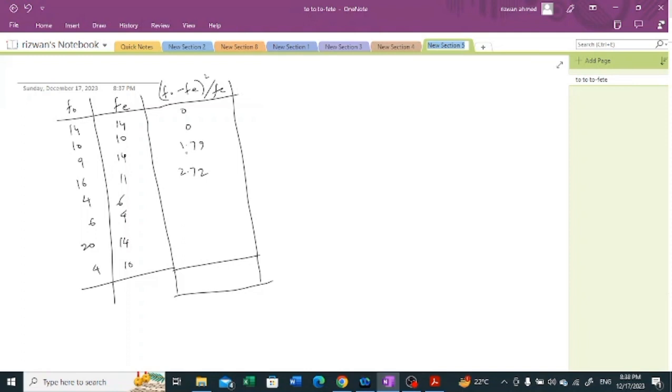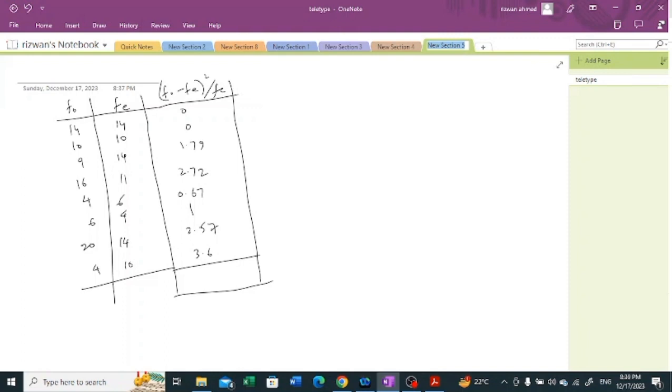Now 4 take away 6 is 2. 2 squared is 4. 4 divided by 6 is 0.67. This one is again 2 squared is 4. 4 divided by 4 is 1. This gives us 1. Then 20 take away 14. This is 6. Squared is 36. 36 divided by 14 would give us 2.57. And then 4 take away 10 gives us 6. 6 squared is 36. 36 divided by 10 is 3.6.